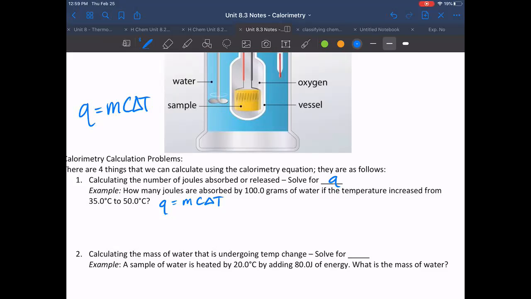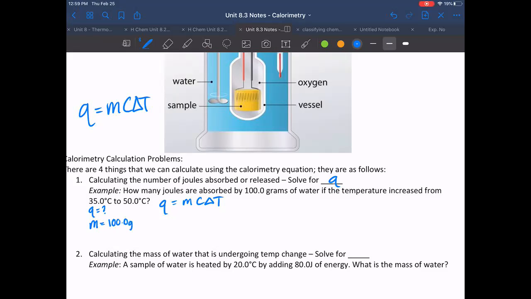All right. Typically how I do my math problems is I write out what all my quantities are. So Q, that's what we're solving for, so I usually do a question mark. Reading this problem, how many joules are absorbed by 100 grams of water? What's our mass? 100 grams.